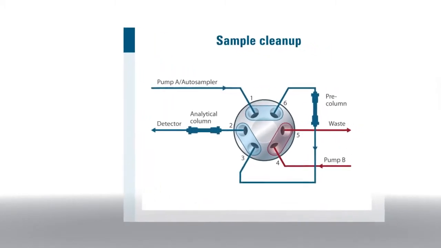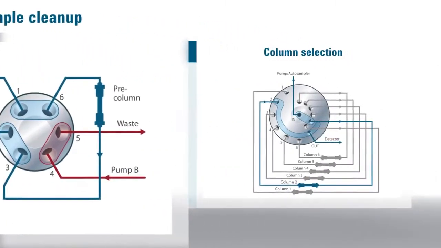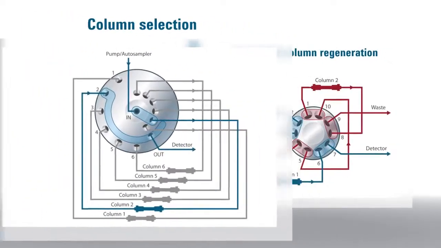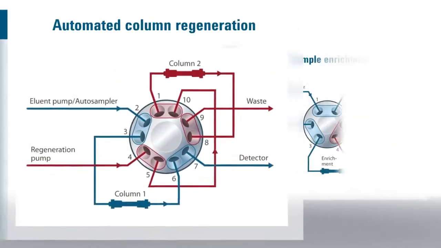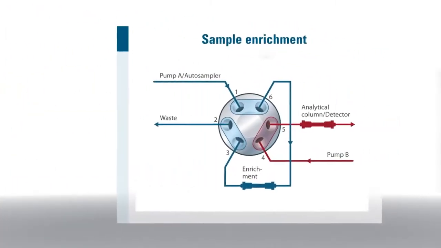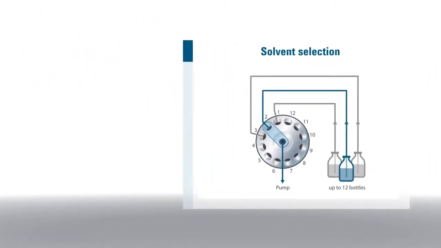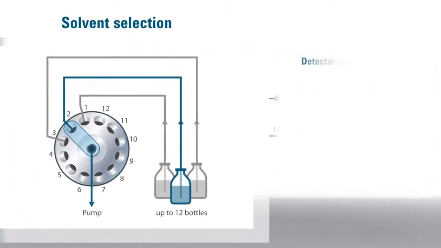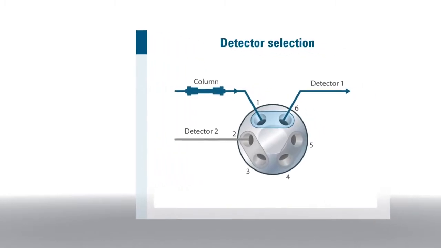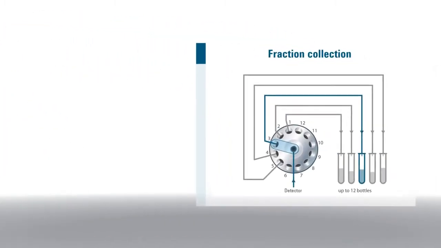All standard valve switching applications are possible, plus many more, limited only by your imagination. For example, sample cleanup or enrichment, automated column regeneration, selection of column, solvent or detector, or fraction collection.